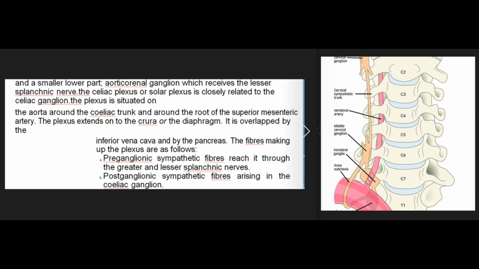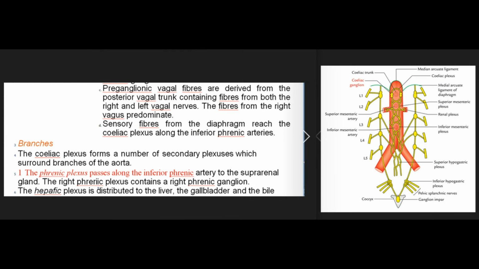A. Preganglionic sympathetic fibers reach it through the greater and lesser splanchnic nerves. B. Postganglionic sympathetic fibers arising in the coeliac ganglion. C. Preganglionic vagal fibers are derived from the posterior vagal trunk containing fibers from both the right and left vagal nerves. The fibers from the right vagus predominate. D. Sensory fibers from the diaphragm reach the coeliac plexus along the inferior phrenic arteries.